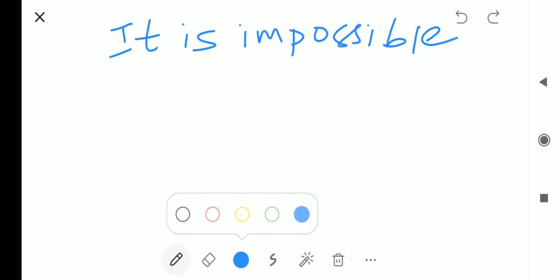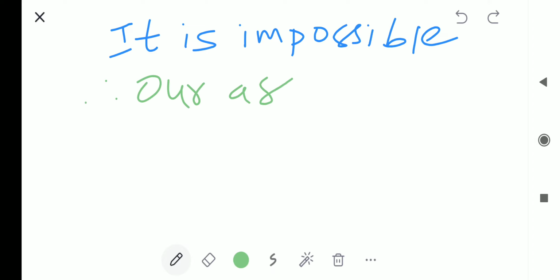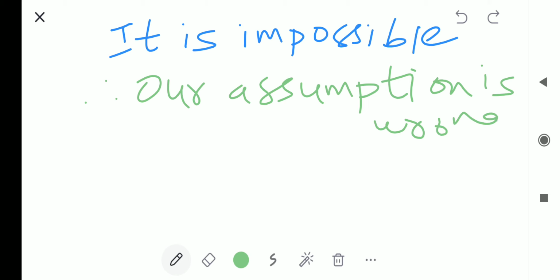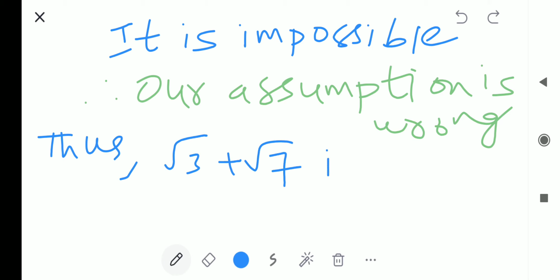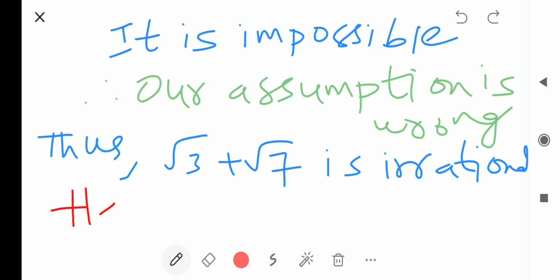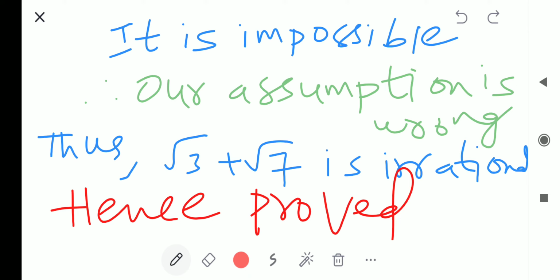This happened due to our wrong assumption. Therefore, we can write our assumption is wrong. Thus, root 3 plus root 7 is irrational. Whatever the result is asked to prove has been proved already. So, successfully we can conclude it as hence proved root 3 plus root 7 is irrational.